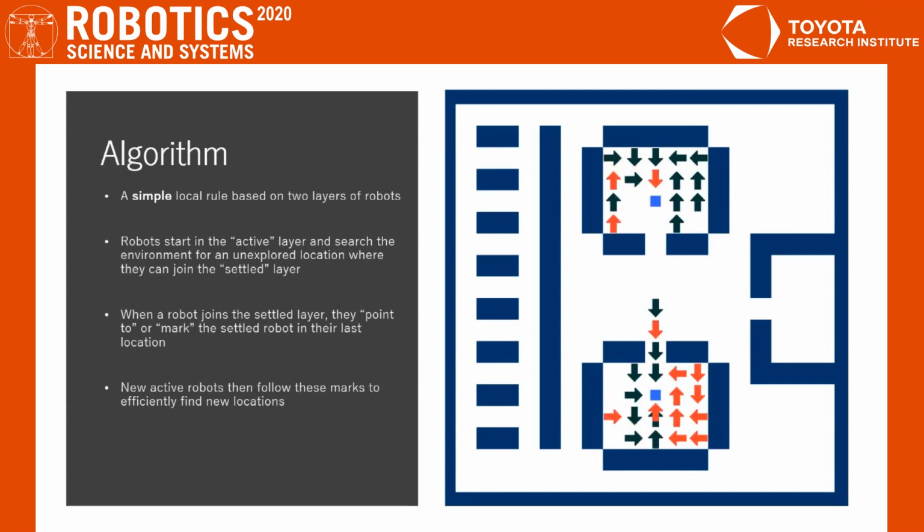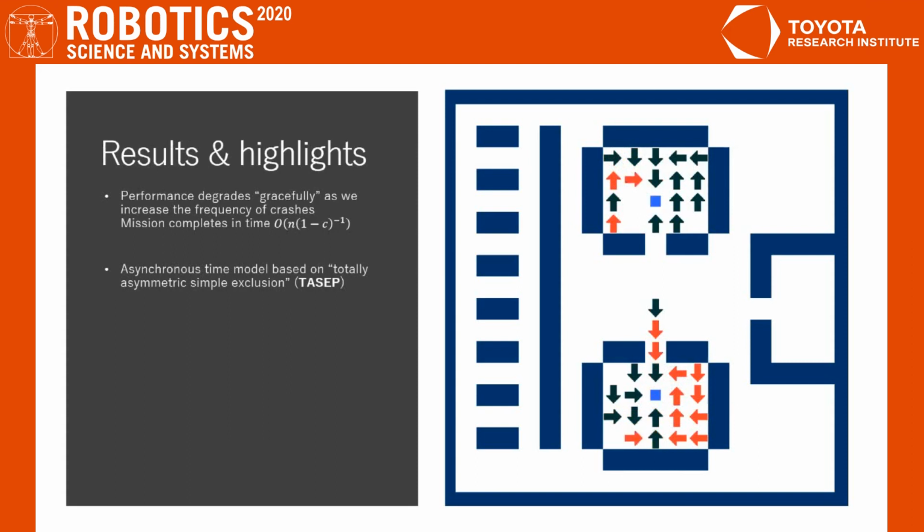New active robots then follow these marks to efficiently find new locations in a kind of branching graph algorithm. In the paper, we prove, roughly speaking, that crashes, asynchronicity, and movement obstruction do not have a disproportionate impact on the swarm's performance. If C is roughly the fraction of robots that crashed, and N is the size of the environment, the swarm completes its mission almost surely in asymptotic N over 1 minus C time, which is comparable to the time you would expect it to take in a fully coordinated, synchronized scenario where robots never interfere with each other.